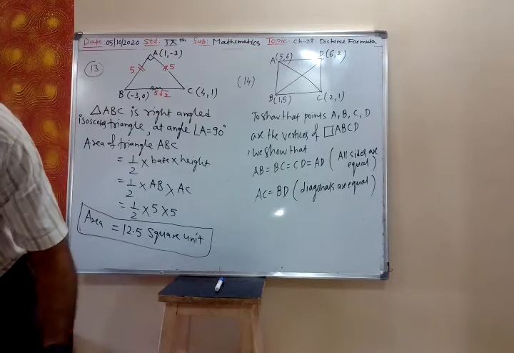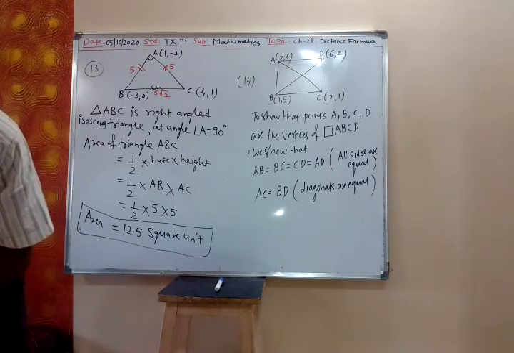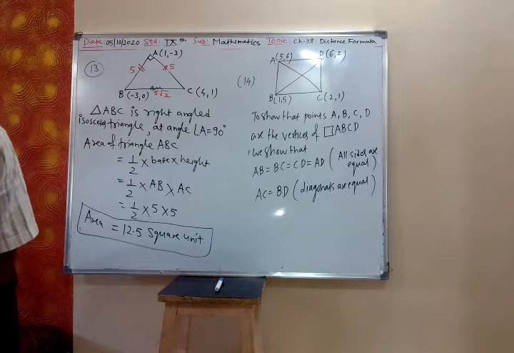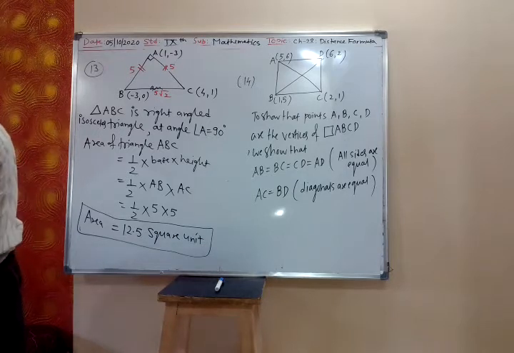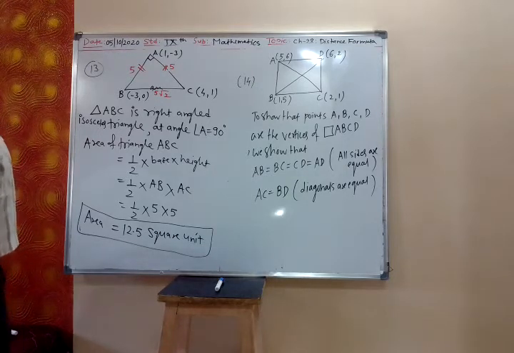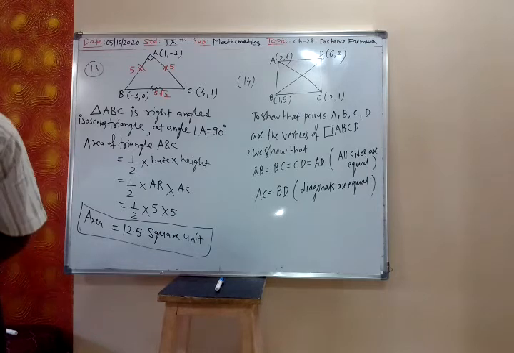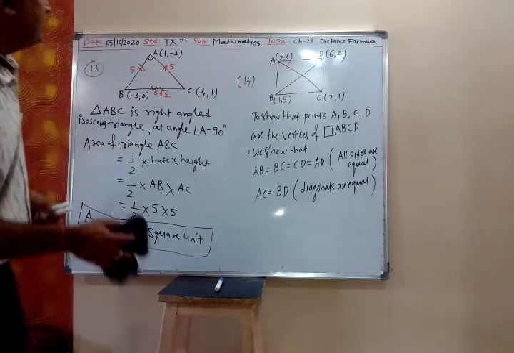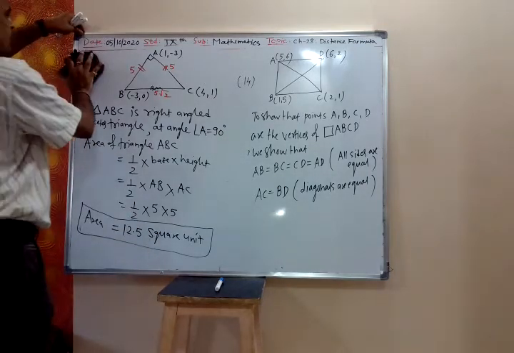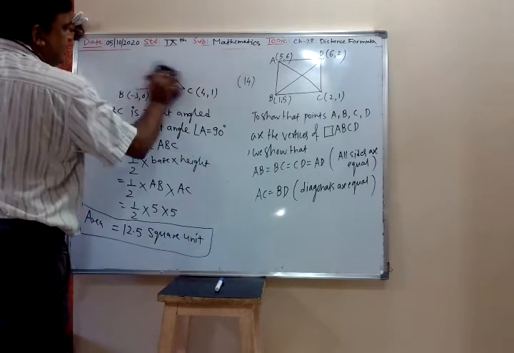Then 15, show that they are the vertices of rhombus. So what are the properties of rhombus? All sides are equal and the diagonals are also equal.